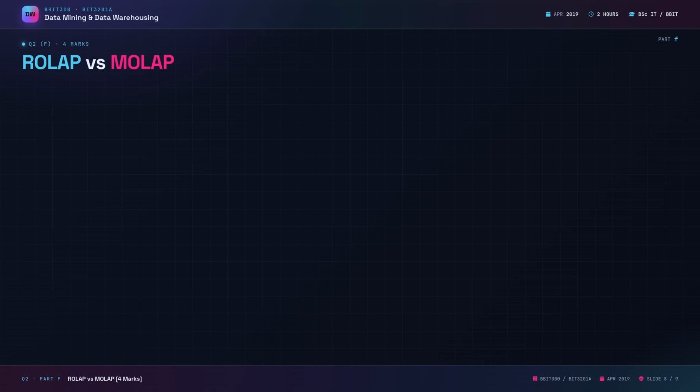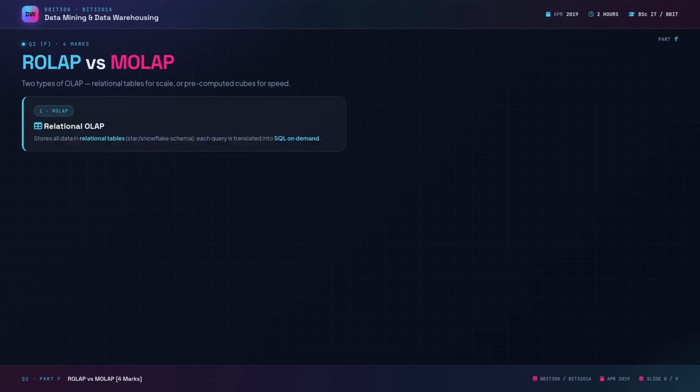Part F is worth 4 marks and asks you to describe 2 types of OLAP: Relational OLAP or ROLAP and Multidimensional OLAP or MOLAP. ROLAP stores all data in relational tables using a star or snowflake schema, and each query is translated into SQL on demand. MOLAP stores data in a proprietary multidimensional cube with every combination pre-computed in advance.